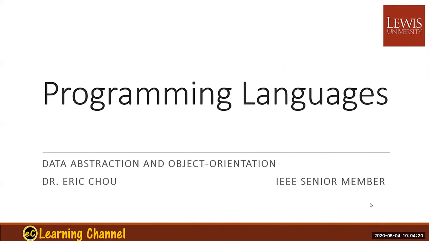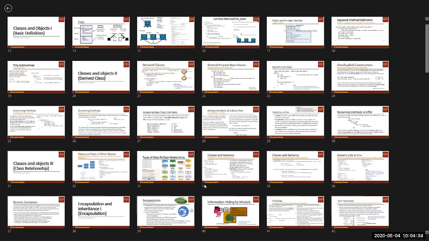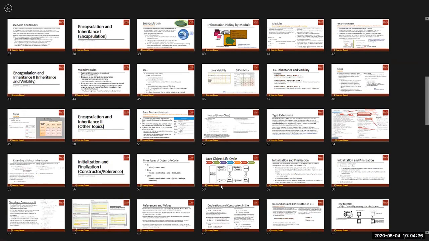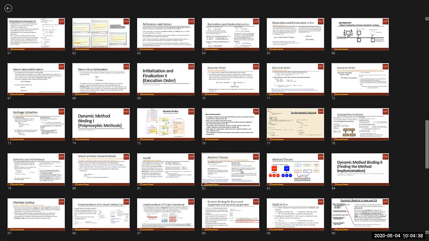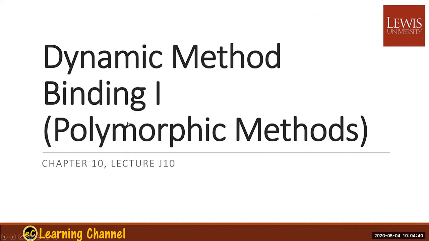Okay, so let's get started. Let's continue our talk on chapter 10, data abstraction and object-oriented programming. Today I'm going to go through these slides first and see if I have enough time, then I go through examples. Last time we finished garbage collection.